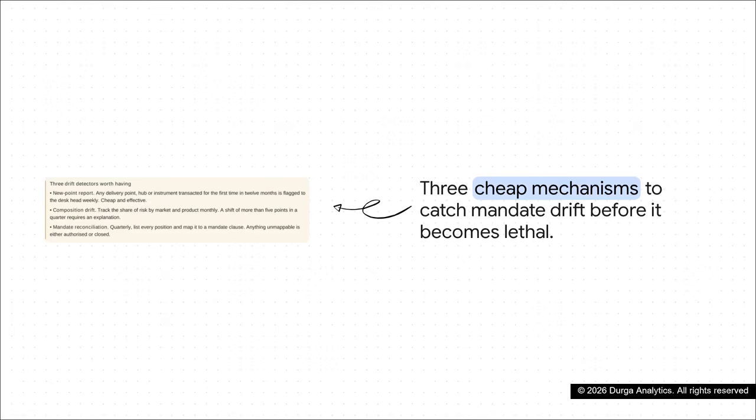You really need 3 things in place. First, a new point report that flags any delivery point traded for the first time in 12 months. Second, composition drift tracking to watch the share of risk by market and product on a monthly basis. And third, quarterly mandate reconciliation, where every single position is mapped directly back to a specific mandate clause. If it can't be mapped, it gets authorized formally, or it gets closed, period.